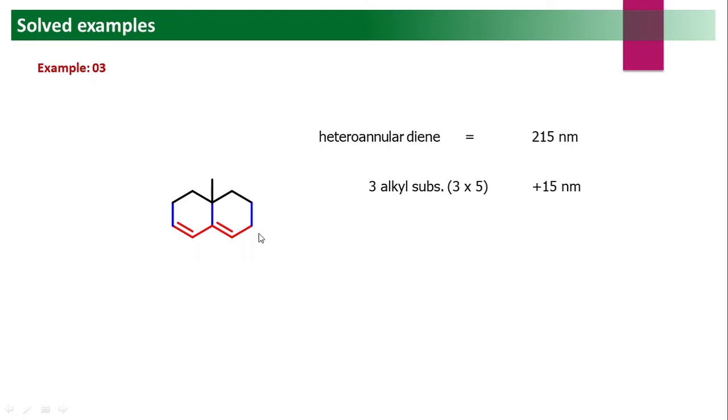Then one bond is exocyclic to this one. So you have to add 5 for that exocyclic. There is nothing in this molecule other than these 3 factors. Then add these values. The lambda max will be 234 nanometer. So in this way we have to solve the problems. See the structure, observe which systems are there, and add the particular value of that system to the base value. So experimental value is 235.